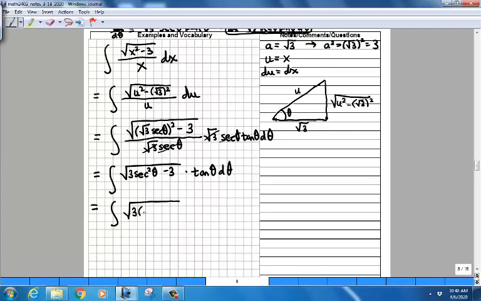So you get square root of 3, and then you have secant squared theta minus 1, times tangent theta d theta. But now here's where our trig identities come in handy. Remember, secant squared theta minus 1? Remember from one of our trig identities, sine squared x minus tangent squared x is equal to 1? That's the second Pythagorean identity.